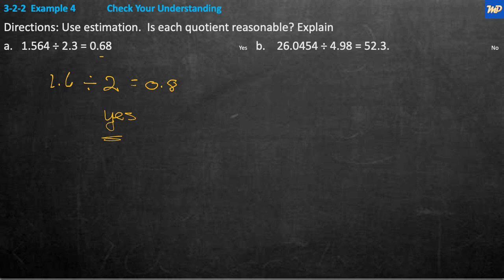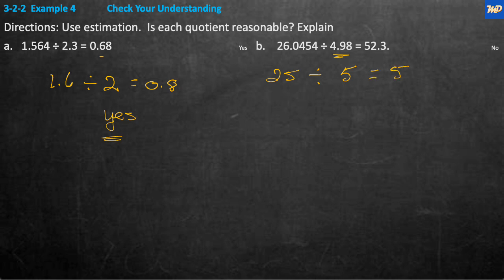Okay, let's try B. We're going to do the same thing. We're going to take the divisor right here, and we're going to round it to a comfortable number. We're going to make this 5. Round 4.98 to 5. And now we're going to round the dividend to a number that's compatible with 5. So what's a number compatible with 5 near 26? Well, probably it's going to be 25. That's pretty darn compatible. And there they are. 25 divided by 5 is equal to 5.